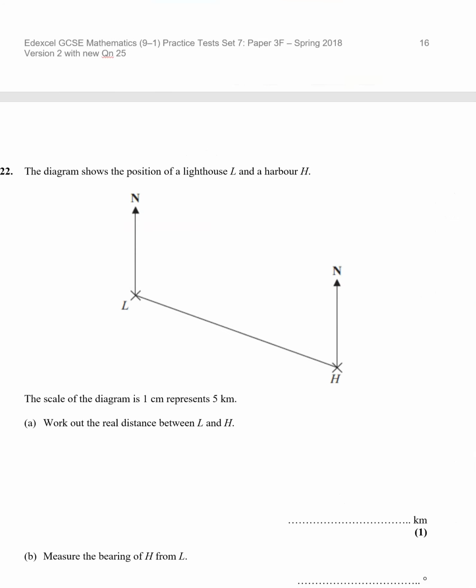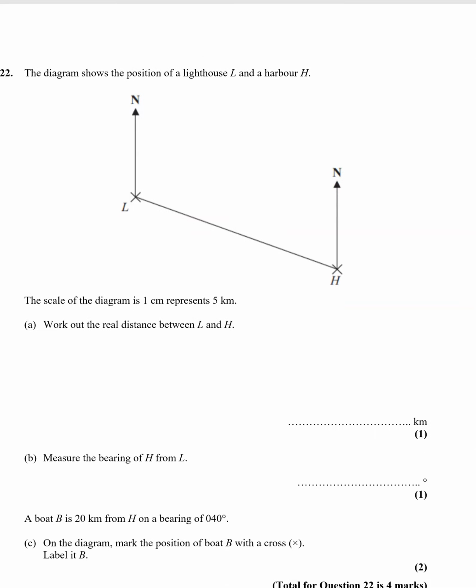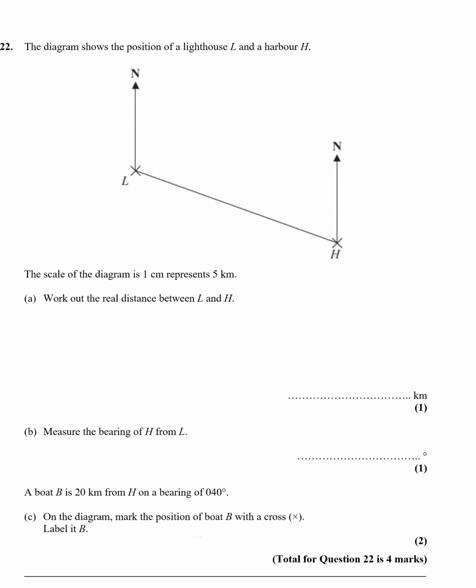Right, question 22. Now this is always a bit tricky because mine isn't actually the same size as yours. Let's have a look. We've got the scale of 1 centimetre represents 5 kilometres. If we measure between L and H, we get a distance. If you print it out on A4, it will be a distance of 8.5. If you've done it smaller, you just need to measure that and then times by 5. So it's 8.5 times by 5, which gives you 42.5.